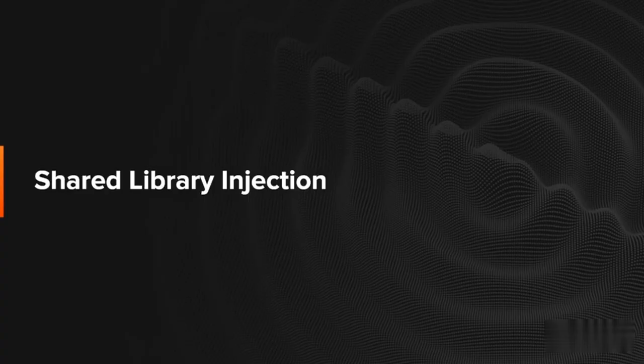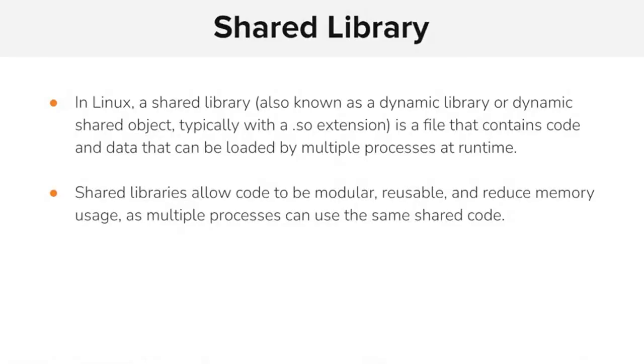But with that being said, we firstly need to understand a couple of things. So firstly, what is a shared library in Linux? Well, in Linux, a shared library is sort of the equivalent of a DLL in Windows. You'll typically see shared libraries, or shared objects as they're colloquially called, with a .so extension. So just think of them as DLLs for Linux, and it's pretty much a file, just like DLLs, that contains code and data that can be loaded by multiple processes at runtime.